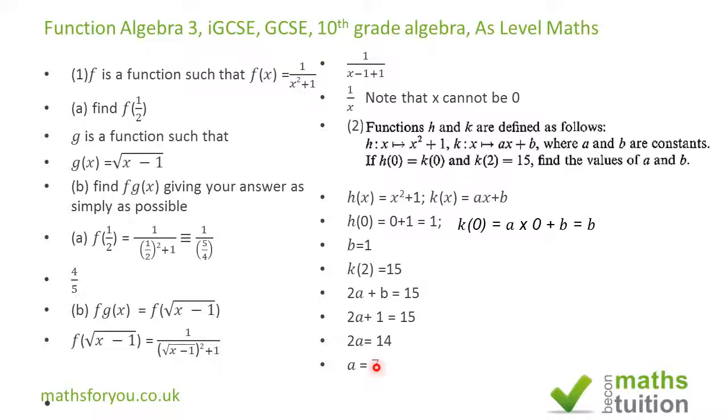Now, can you go back and check? Substitute for k of x, you should put 7x plus 1 and see what you get. So k of x is now 7x plus 1. Now try and see if you can get the same answer for h of 0 is equal to k of 0, and k of 2 is equal to 15. Now I hope all that made some sense.